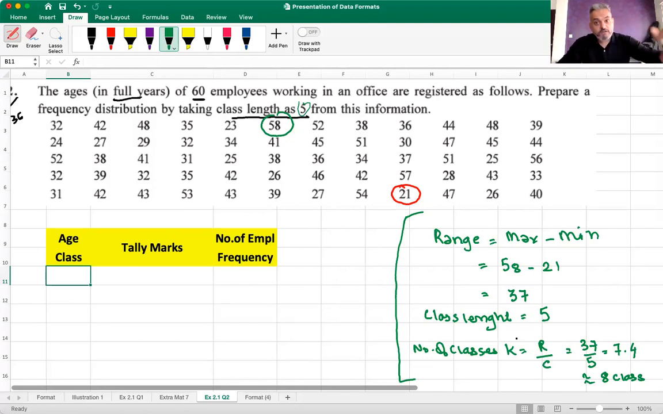Now the question comes: which will be our first class? Pay attention here, the minimum value should come in our tally mark, so that is 20.